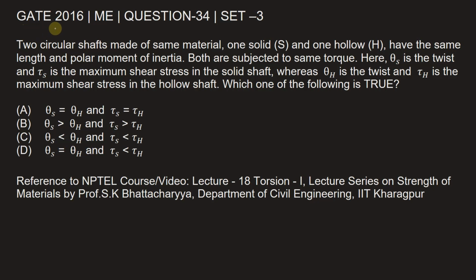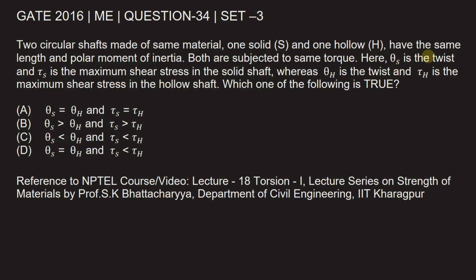This question is from GATE 2016, Mechanical Engineering paper, set 3, question number 34. Two circular shafts made up of the same material, one solid denoted by S and one hollow denoted by H, have the same length and polar moment of inertia. Both are subjected to the same torque.